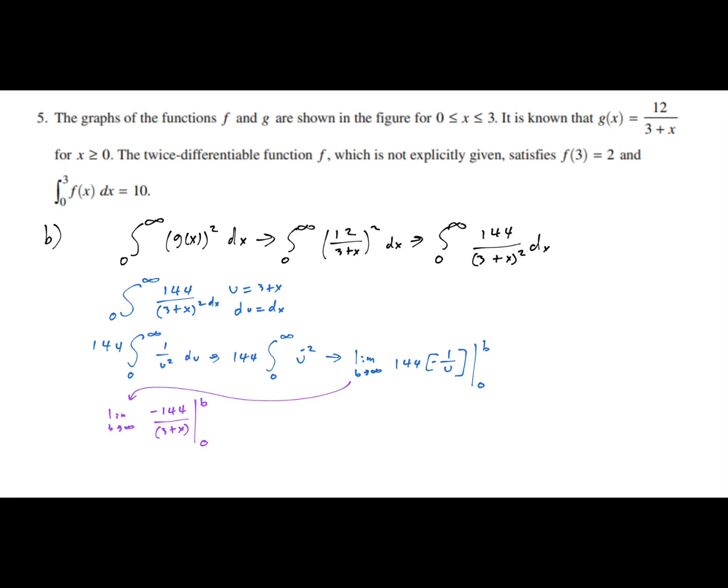I then simplified a little bit to the limit as b approaching infinity of negative 144 over 3 plus x being 0. I then plugged in b and 0 to give me the limit as b approaches infinity of negative 144 over 3 plus b plus 144 over 3. Because b is going to infinity, the whole negative 144 over 3 plus b is just going to become 0. So the final answer will be 144 over 3, which equals 48.